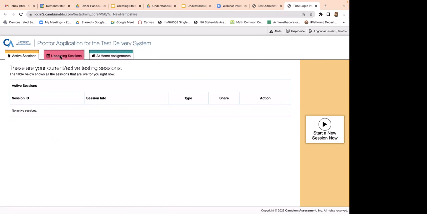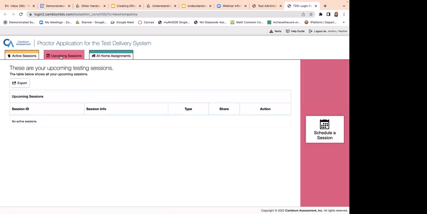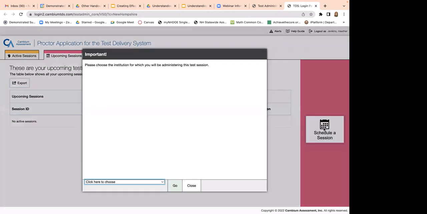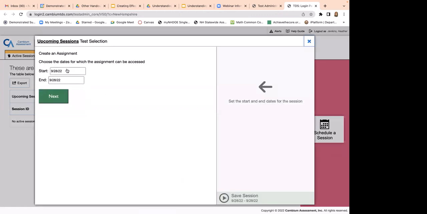The next way you could administer it is with an upcoming session. So if I click on upcoming, I'm able to schedule a session that's up to 2 weeks long. So I've got my calendar here, and I could say, I want to start this session tomorrow. I might be working on it with kids for a couple of days, so maybe I'll say to the 4th. And then I'll click next.